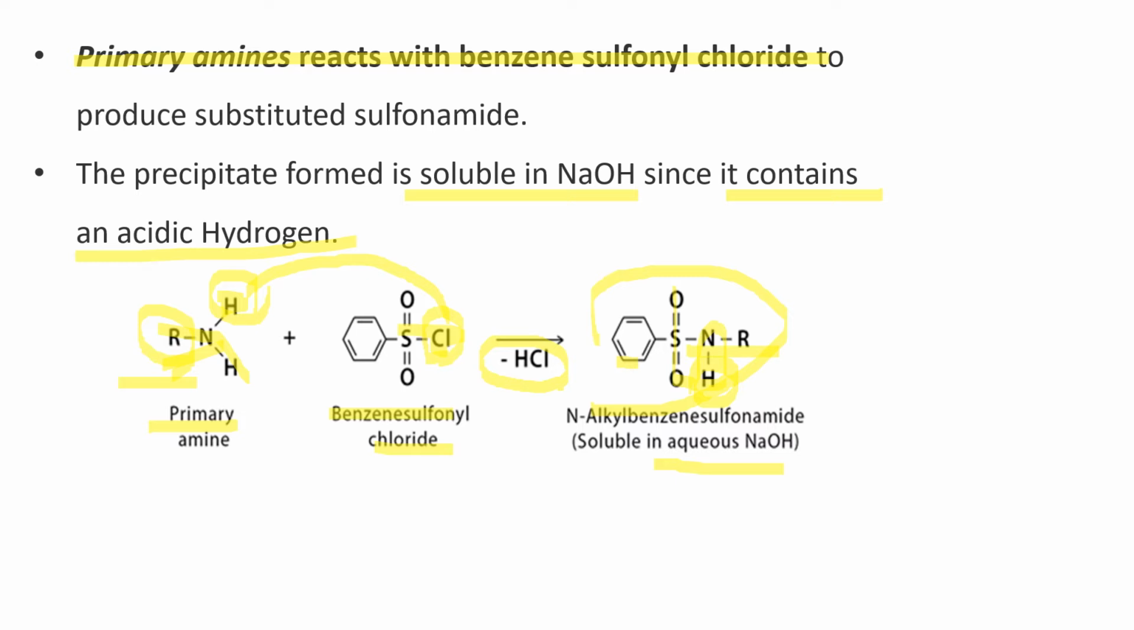So now let's just see again. Primary amine reacts with benzene sulfonyl chloride forming a sulfonamide. This sulfonamide salt is soluble in NaOH. So if the salt or the precipitate which is formed is soluble in NaOH, it means that the given amine is a primary amine.